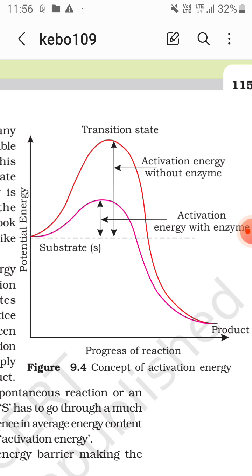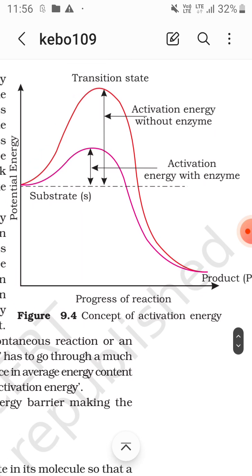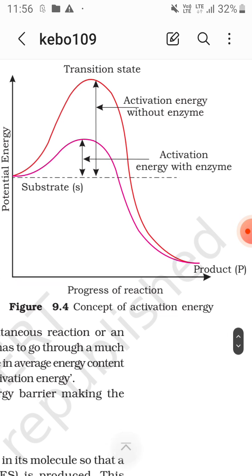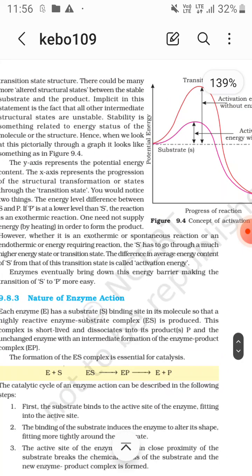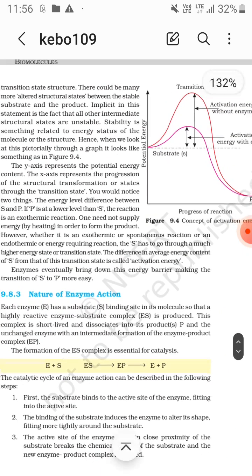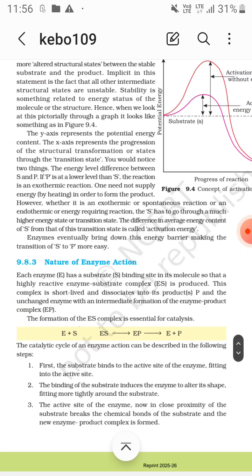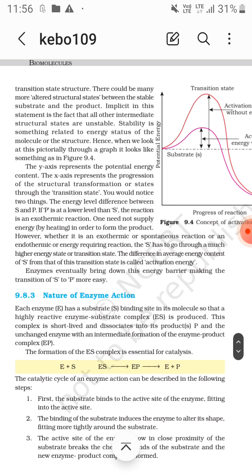Now this transition state is higher when the activation energy is without an enzyme. This state is lower when the activation energy is with an enzyme. So enzymes eventually bring down this energy barrier, which is a transition state, making the transition of substrate to product easier.